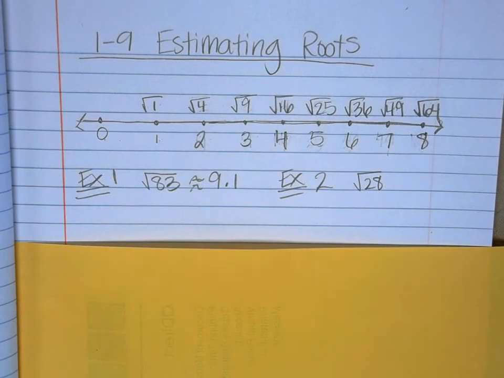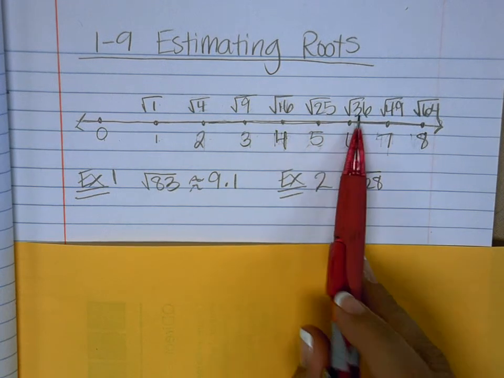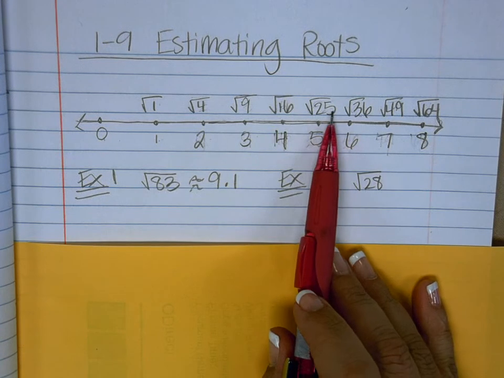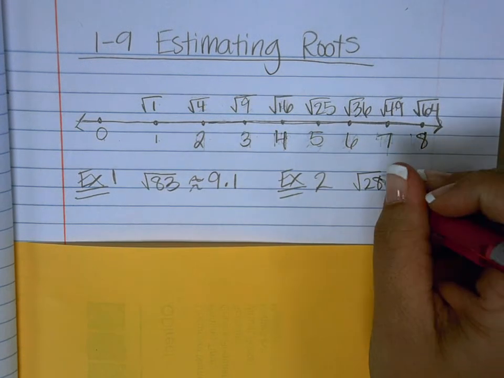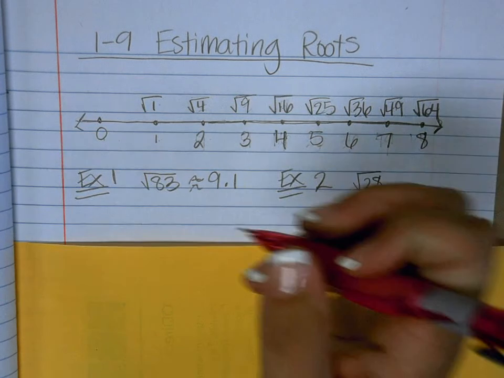You can say it. 5. How did you do it though? 25. Ah, you look at these, and 28 is closer to the 25. So I don't even know what this is, but I'm going to say the closest number would be 5. Just like this one, sorry, we didn't write it, but 9.